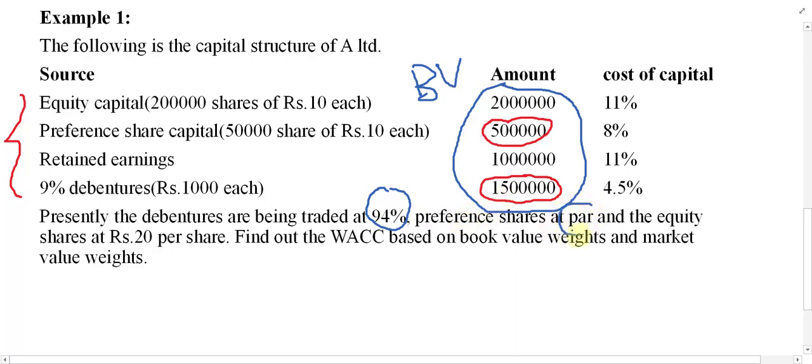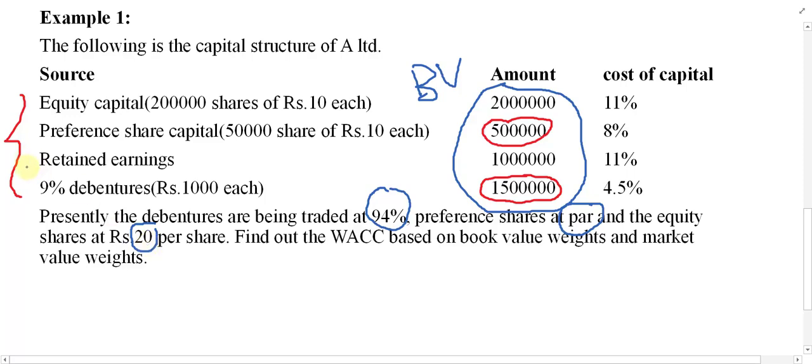Preference shares are at par. Preference shares at par means whatever is in the book, that is in the market as well. And the price of each equity share is equal to 20 in the market. How much is the price of equity in the book? The price of equity in the book is 10. But in the market, it is 20.